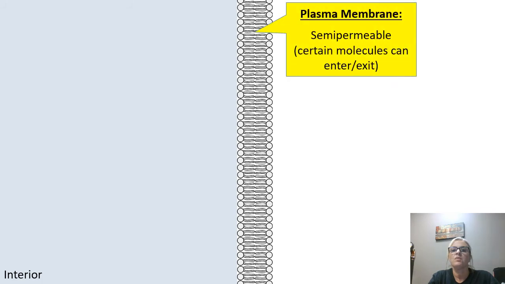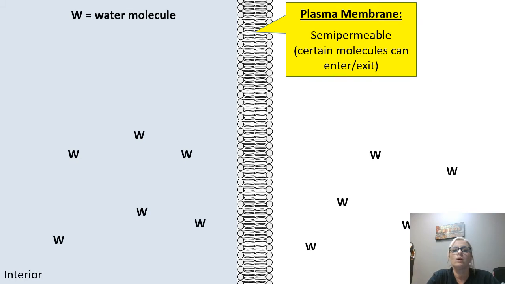Okay, so we have the plasma membrane, and this is selectively permeable, or what we call semi-permeable, which means it allows certain molecules to enter or exit. So we can add water and solute molecules to both sides. So let's add some water molecules, and then let's add some solute. So semi-permeable means things like water can pass through. So water can pass through the cell membrane via osmosis from a high to low concentration, right? Solutes, however, are usually not able to pass through, and that can be due to things like their size or their charge.